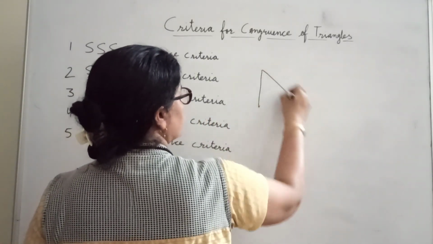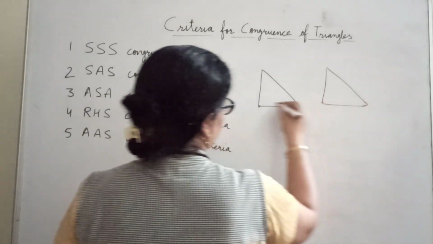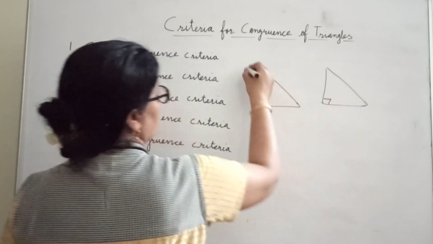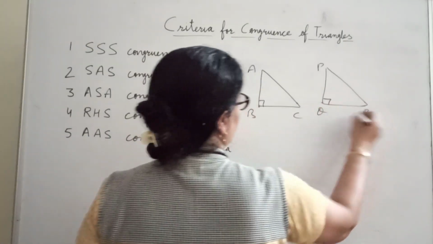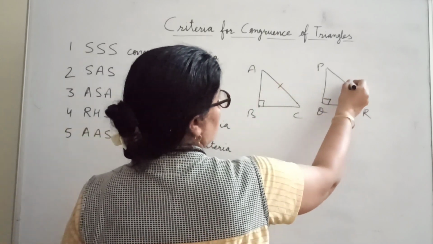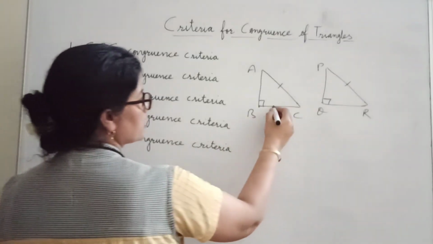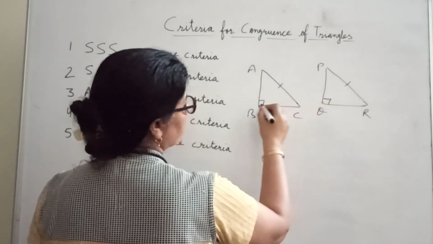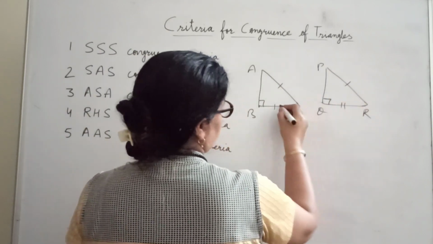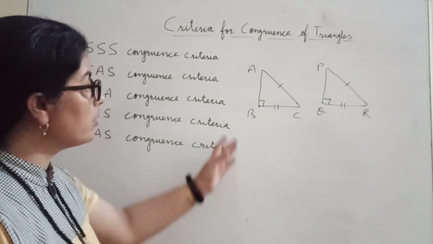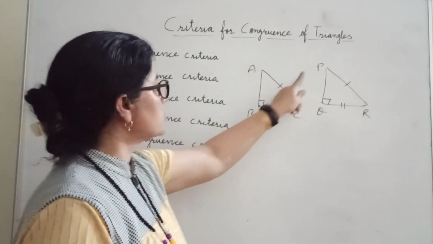Two right triangles are said to be congruent if the hypotenuse of one triangle is equal to the hypotenuse of another triangle and one side of one triangle is equal to one side of the other triangle. Then we will say that the triangles are congruent by right angle, hypotenuse, side.